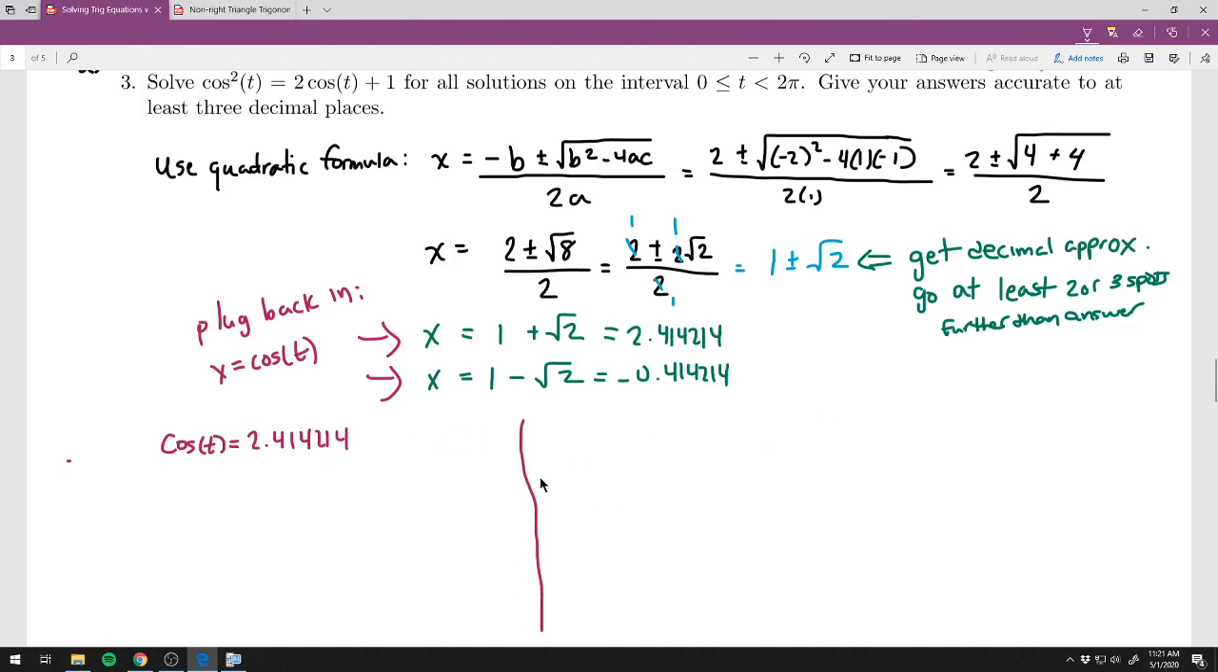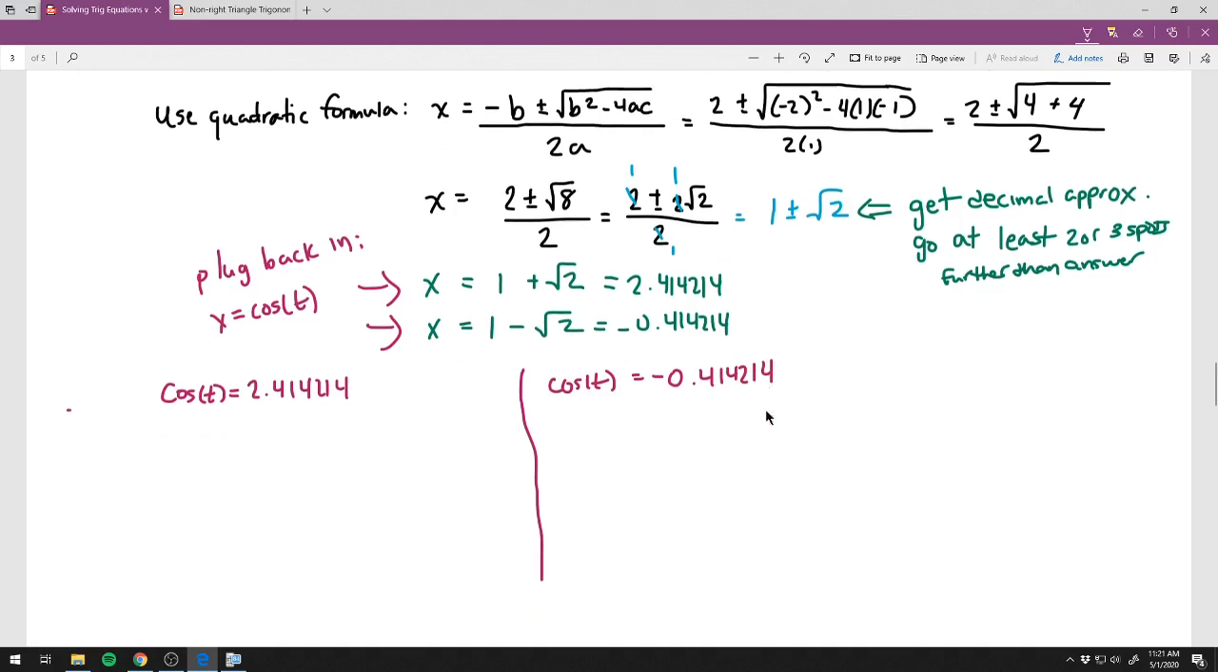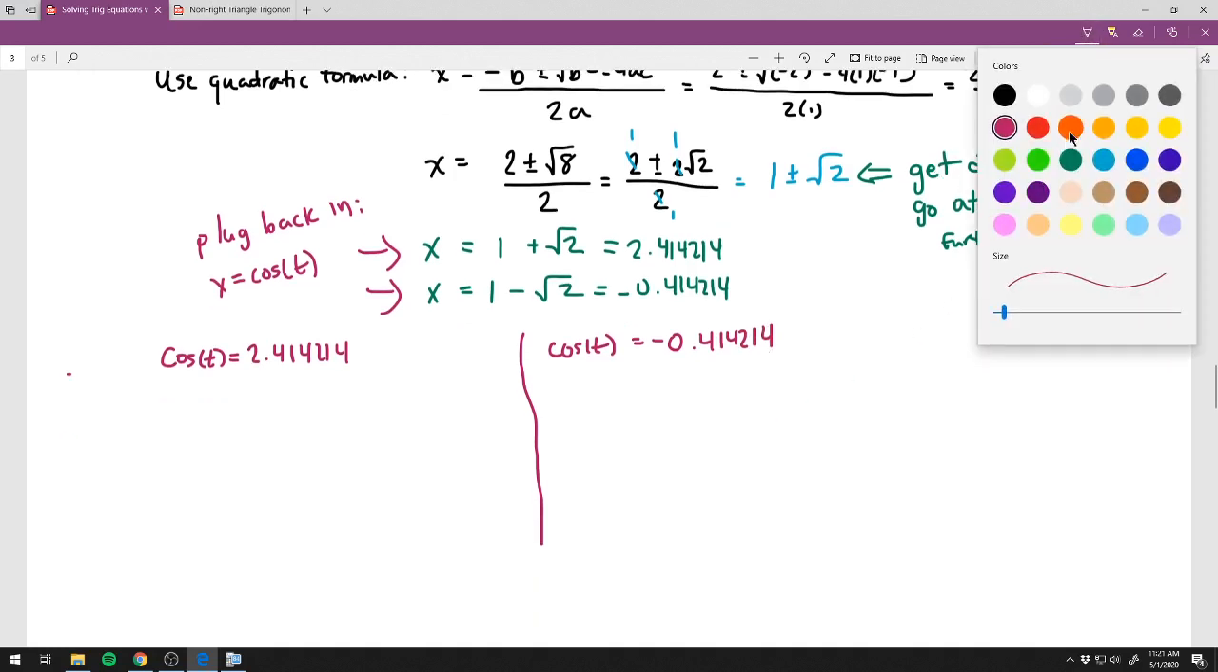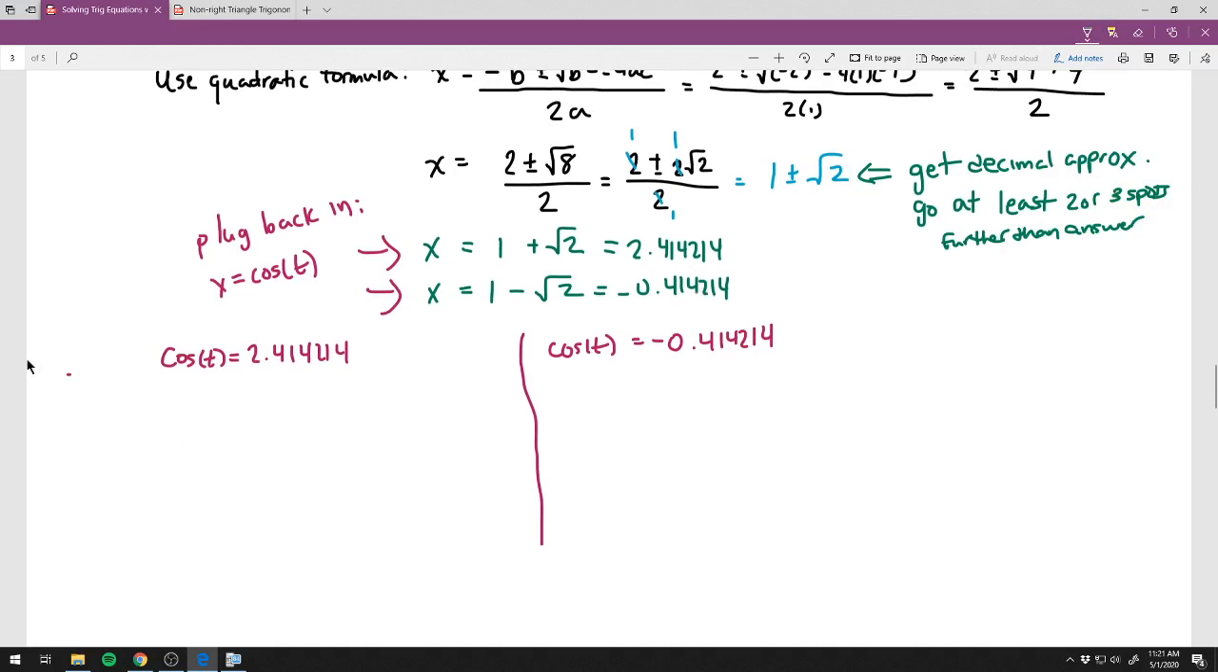Give us some room there. And then cosine of t equals negative 0.414214. Right, so we've got to solve each one of these. But one thing you want to notice on the left here, we'll see that we can figure this out in our calculator too, but cosine cannot equal 2. It can only be between negative 1 and 1.